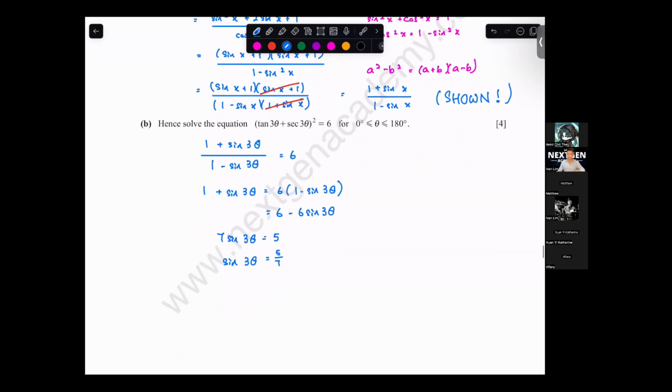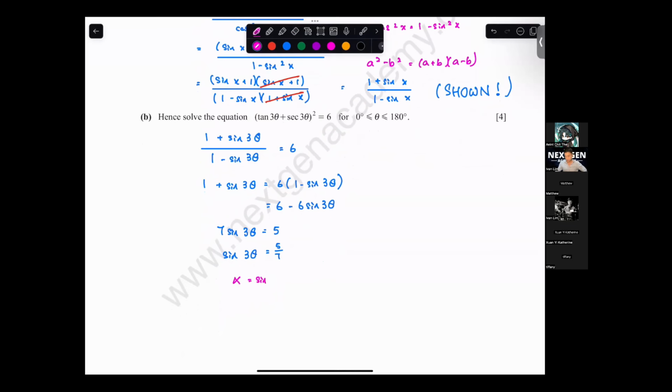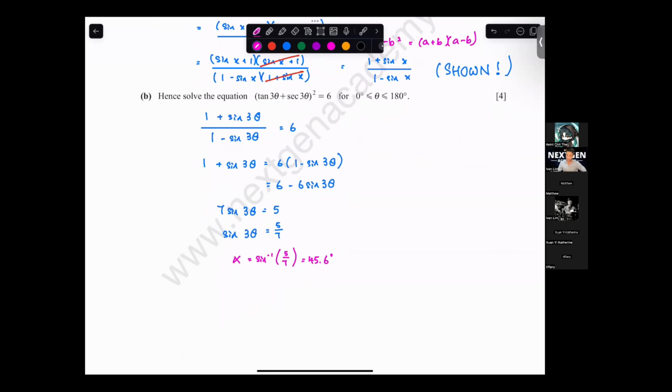Now let's do the solving part. First thing that we're going to find is our base angle. So alpha equals inverse sine 5 over 7, which equals 45.6 degrees. Okay, what do we need to do here? Now we do ASTC. But before that, we take the angle first. Remember the angle they gave us is 0 to 180 degrees. The angle that we want to consider in our ASTC is 3 theta. It means from 0 to 180 times 3 will be 540 degrees.